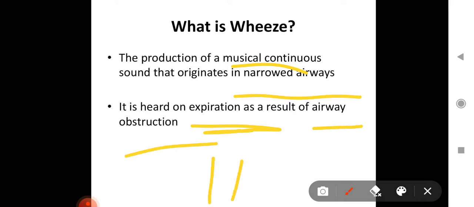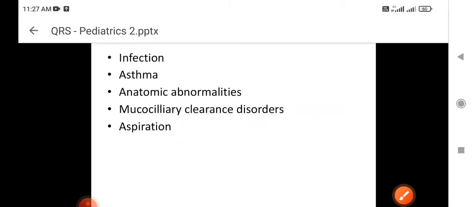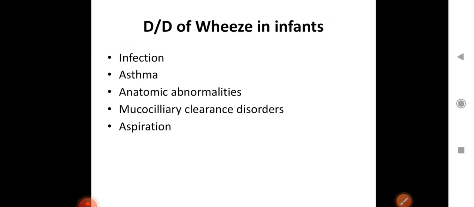So this is a normal airway. If this airway gets constricted, then it will produce a whistling effect as the air passes through this narrowed airway. And it is usually heard mostly in the expiratory phase of breathing. So this is wheeze. Now, what are the differential diagnoses of wheeze in infants?